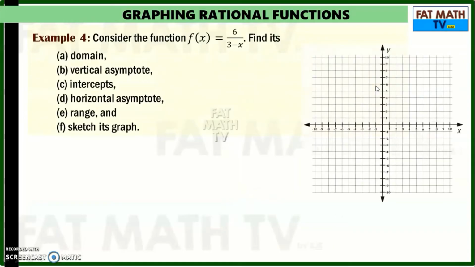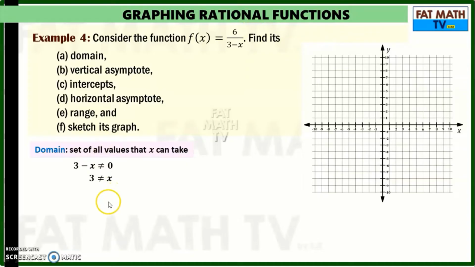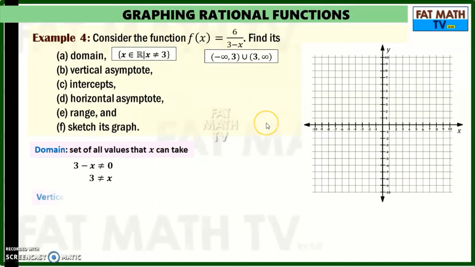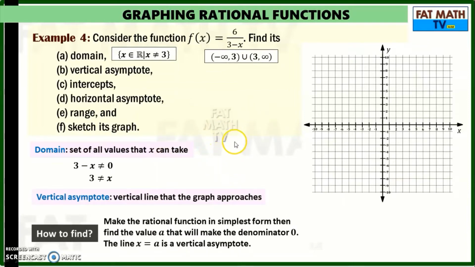Example number 4. Consider the function f of x equals 6 over 3 minus x. Same questions. So for the domain, all real numbers except the value that will make the denominator 0. So transfer x to the other side, you will have x is 3. So x should not be 3. So any real number except 3. And then for the vertical asymptote, automatic that x is equal to 3 is the vertical asymptote. So x equals 3 is this line.